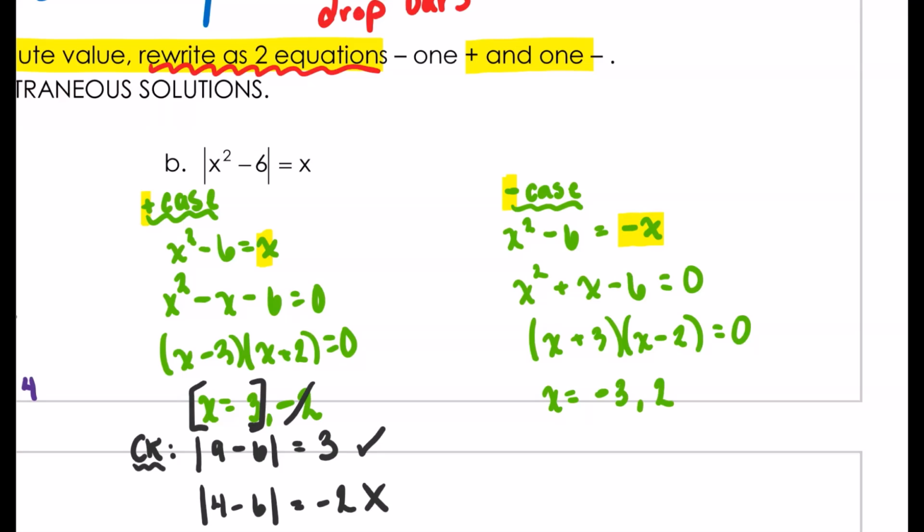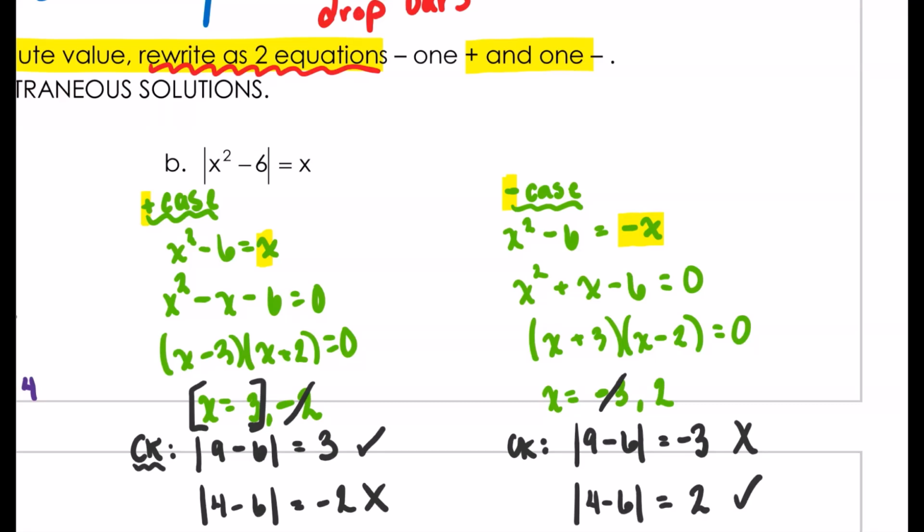Moving over to my second set. So checking negative 3. I've got the absolute value of 9 minus 6. Is that going to equal negative 3? And that's going to be a fail. So negative 3 does not work. And then for 2, notice I would have 4 minus 6. Does that equal 2? And yes, that is a solution. So that one checks. All right, so we've got two solutions here, x equals 3 or x equals positive 2.